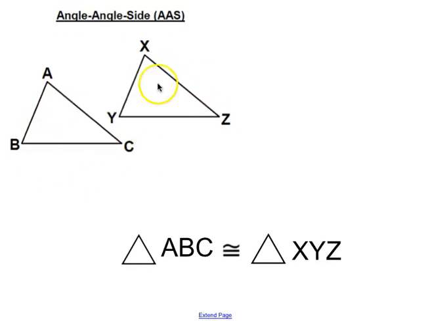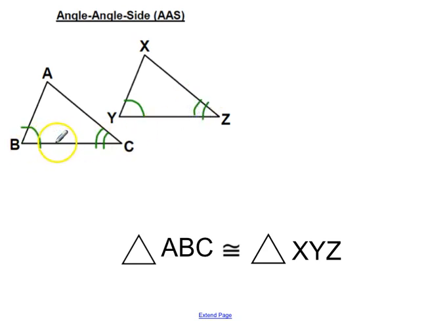Alright, the other one, angle, angle, side. Okay, we've got all the combinations of A and S. So I need an angle, and a side. So this one's the most trickiest. So let's start off with an angle. I've got B and Y. B is congruent to Y. I need another angle. So let's go ahead and jump to C. Let's give this 2 marks because it's a different angle.